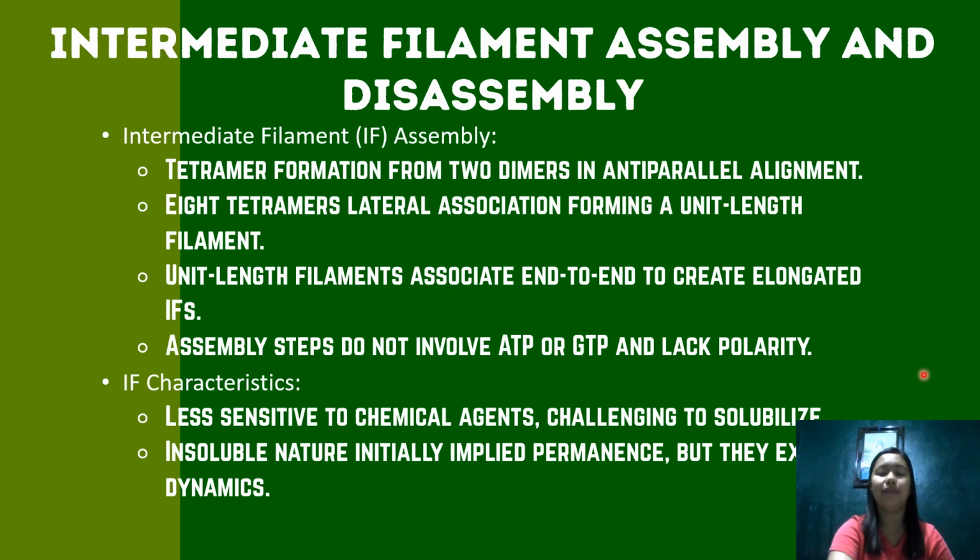So, intermediate filament assembly and disassembly. IF assembly: tetramer formation from 2 dimers in antiparallel alignment, then 8 tetramers associate laterally, forming a unit-length filament. Unit-length filaments associate end-to-end to create elongated IFs. Assembly steps do not involve ATP or GTP and lack polarity.